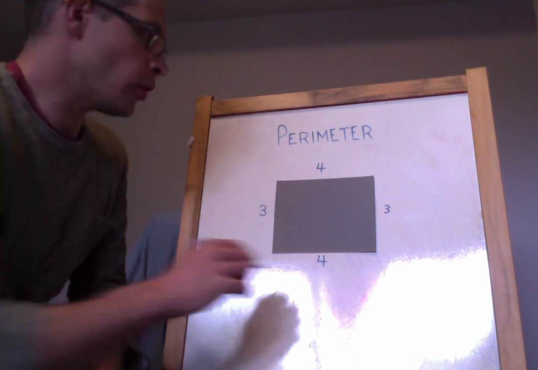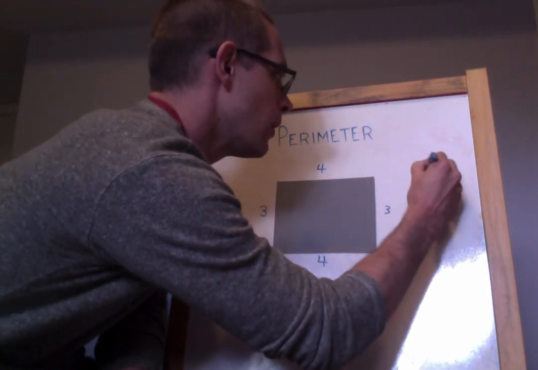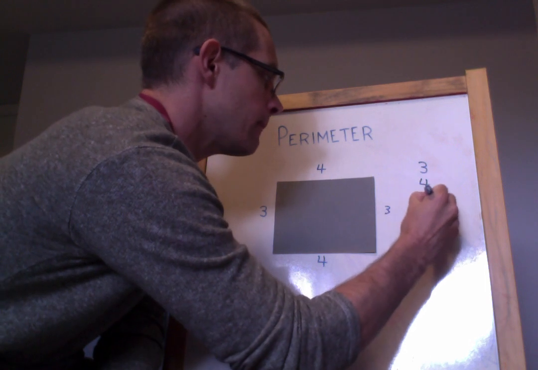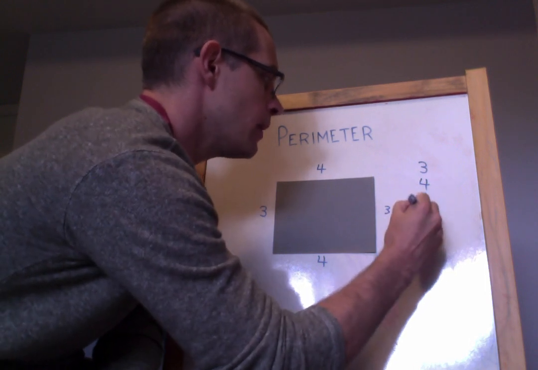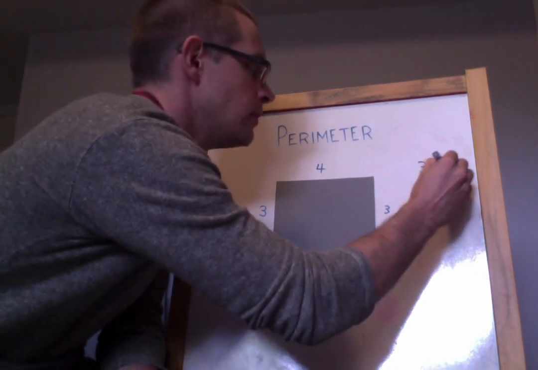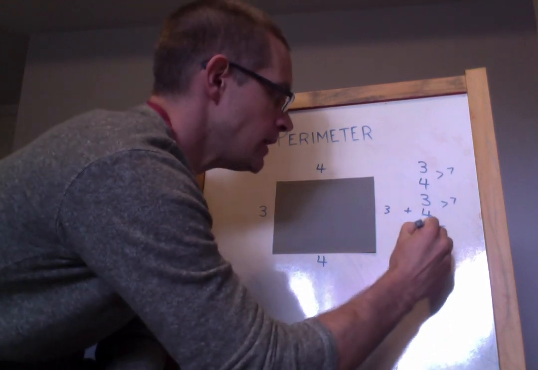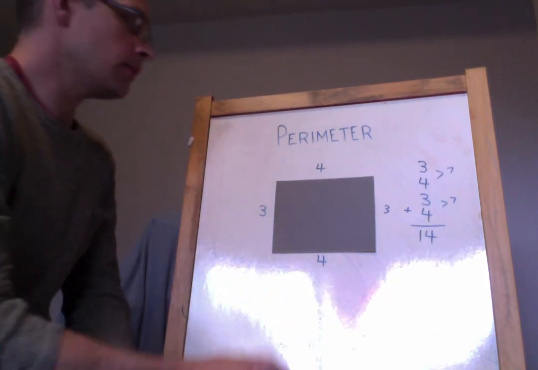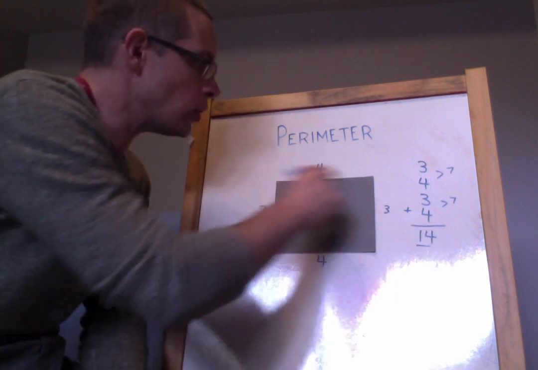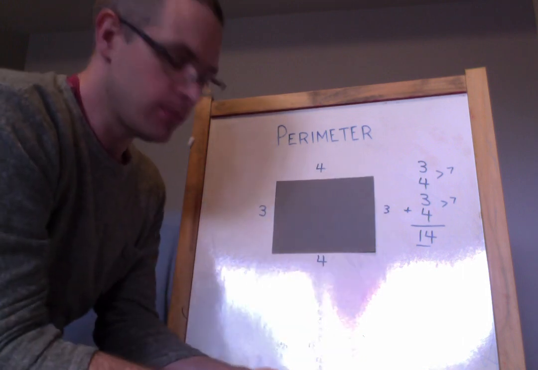Okay, to find your perimeter, you add all the sides, right? I've got 3, a 4, another 3, and another 4. I add those all together. I've got 7 here and 7 here. 7 plus 7 is 14. So the perimeter of this quadrilateral is 14 units. That's the total of all the lengths. If I walk around there, I have to walk 14 units.